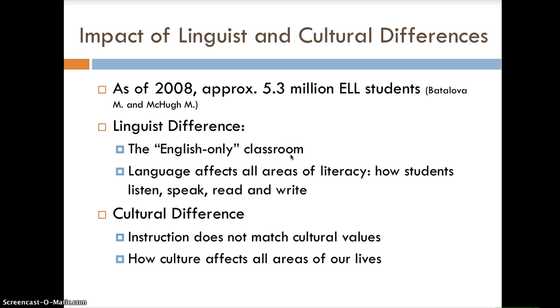Impact of linguistic and cultural differences. As of 2008, approximately 5.3 million EL students are in the United States. With this increase, teachers need to know how to support English language learners. Linguistic differences: the English-only classroom. This is a barrier for ELL students because they are not encouraged to use their native language to support English development. It also talks about how language affects all areas of literacy, how students listen, speak, read, and write, not only in their native language, but in the English they're learning. The two together can really help foster literacy development for English language learners.